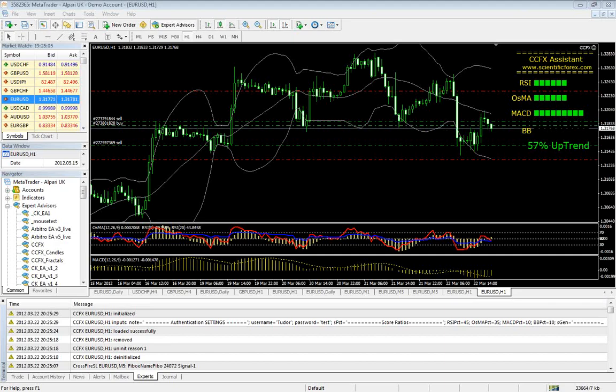Question from Russell. Would you consider adding engulfing and morning evening star patterns into our candle force indicator?